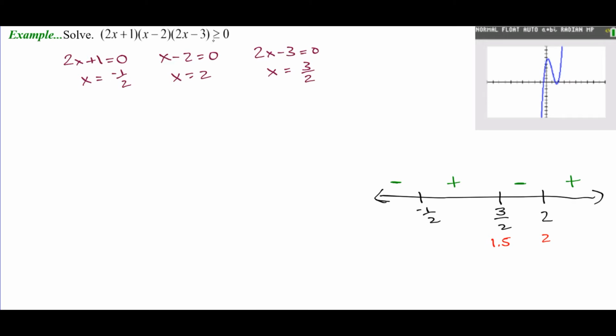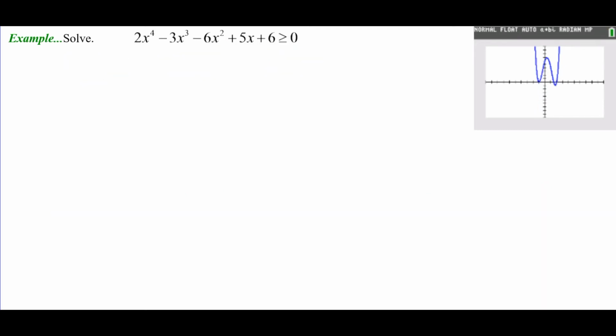Then I'm going to go back to my inequality, and I'm going to see that this says greater than or equal to 0. So again, greater than, I want the positive regions, and I'm going to include the zeros. So I want between these two numbers, and I'm going to include those two values, and then I want greater than the 2. And again, I'm going to include the 2 because of the or equal to there. So writing my answer in interval notation, I'm going to go from negative 1/2 to 3/2, square brackets, and then from 2 to infinity, square bracket on the 2.